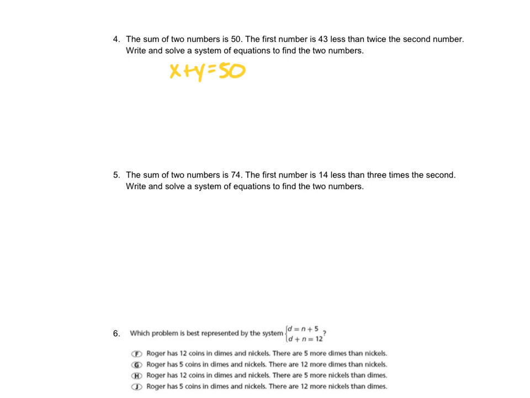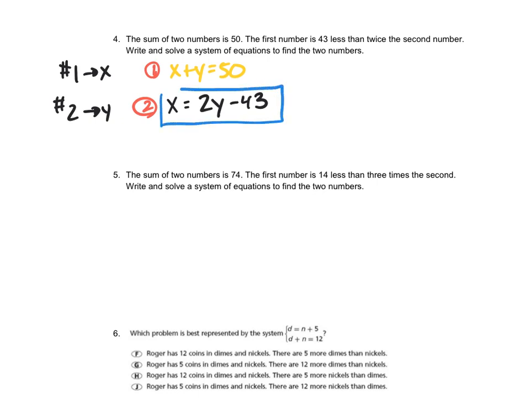So before I move forward, I need to identify. Number 1 is X. Number 2 is Y. As I'm looking at those, it says next, the first number, so that is X, is, that means equal, 43 less than twice the second number. So how do you do twice the second number? 2 times that number, which is Y. Less than means minus 43. Now, at this point, what do you notice? We have 2 equations. And what is nice about this second equation? It's already solved for the variable.